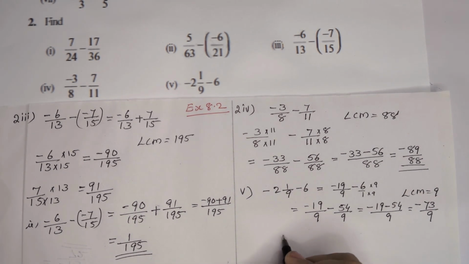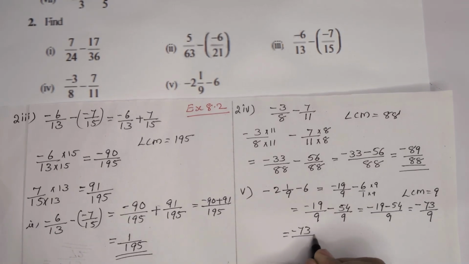So that is the answer. So I can write, which is equal to minus 73 by 9.